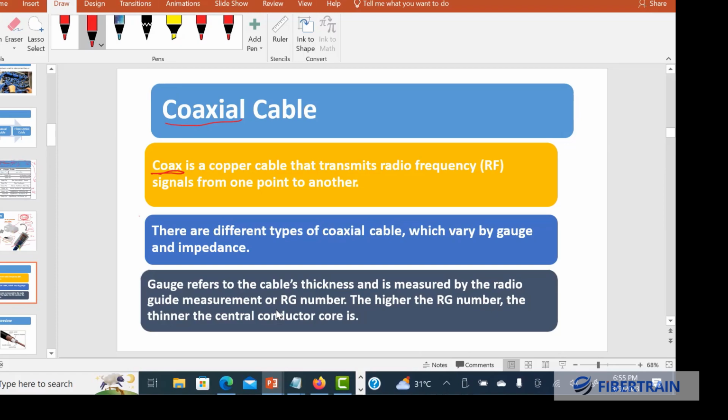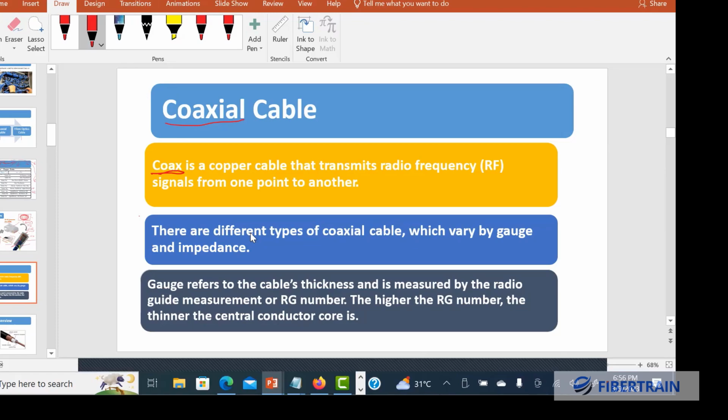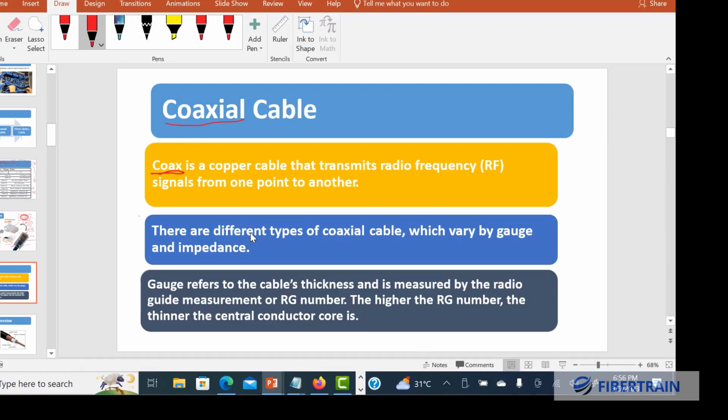So it's a copper cable. So what is copper cable? Think of the cables that the electricity company used to wire up your entire building so that you have electricity. That cable is an example of a copper cable. So this coaxial cable is also made of copper. It transmits signals using a method called radio frequency.